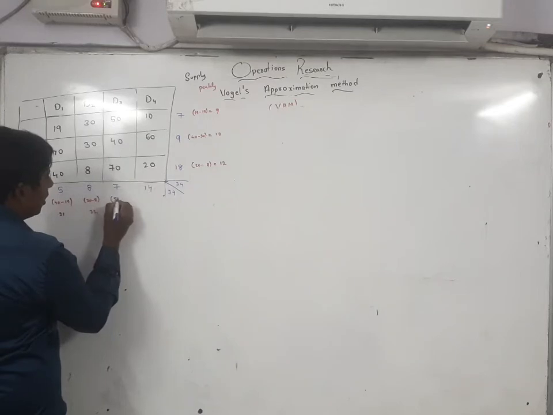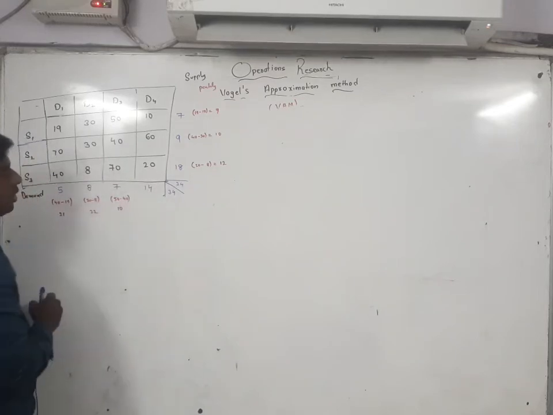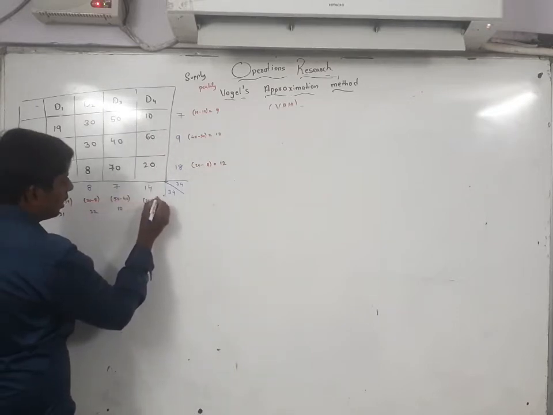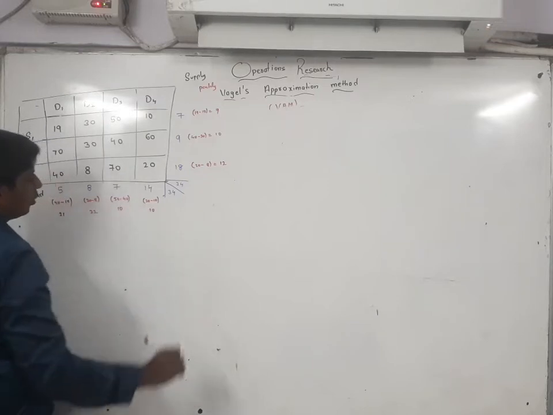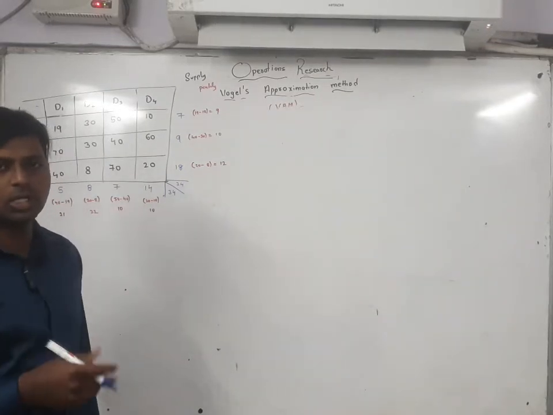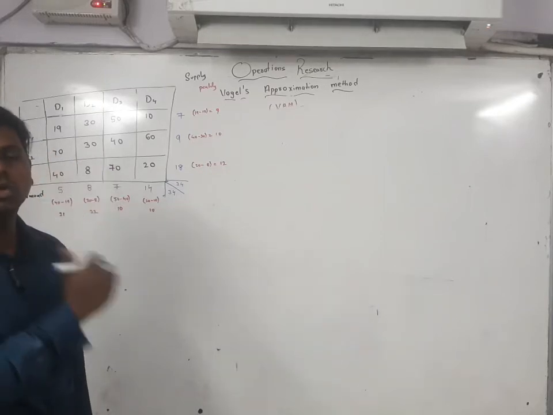Next, the two least terms here. What are the least terms here? 50 and 40. 50 minus 40, how much? 10 will be there. Then here the two least terms, that is 20 minus 10. How much will it be? 10 only. So like this you can find out the row penalty and column penalty.